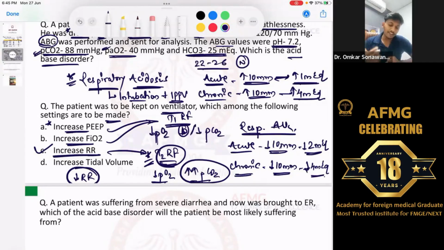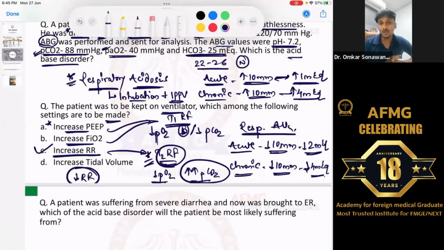So definitely, if we need to increase the PO2 value, we need to increase the oxygen exchange, and this oxygen exchange can be increased by increasing the PEEP inside the patient, which will keep the alveoli patent even in the expiratory phase. So the alveoli get more time in the inspiration as well as expiration, and therefore the oxygen exchange would be better. That will help to overcome this type 1 respiratory failure in the patient.